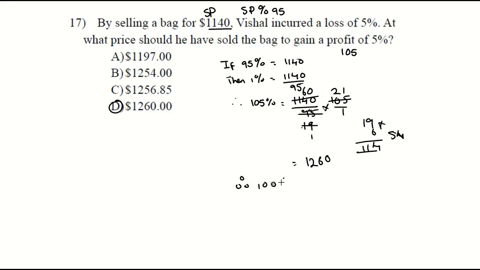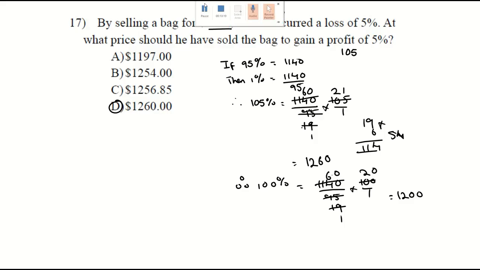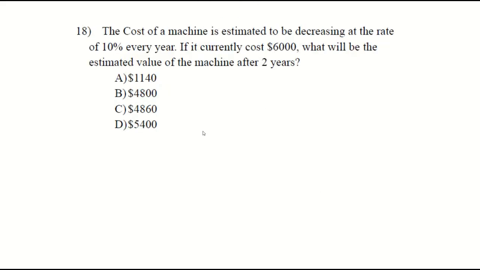Now this was a lot of working, or you could have done this. For 100%, you put 1140 over 95 multiplied by 100 over 1. You would have still gotten 20 here, 19 here, and then 60 here. 60 by 20 is 1200, and then you find 5% of that, which would have been 60. Right, and that is how you would have done this question here. Let's go to number 18.